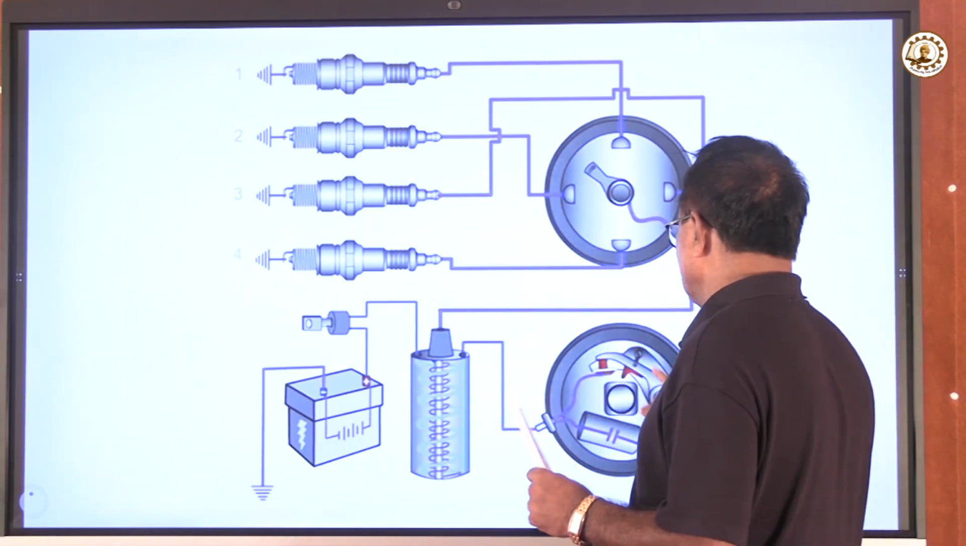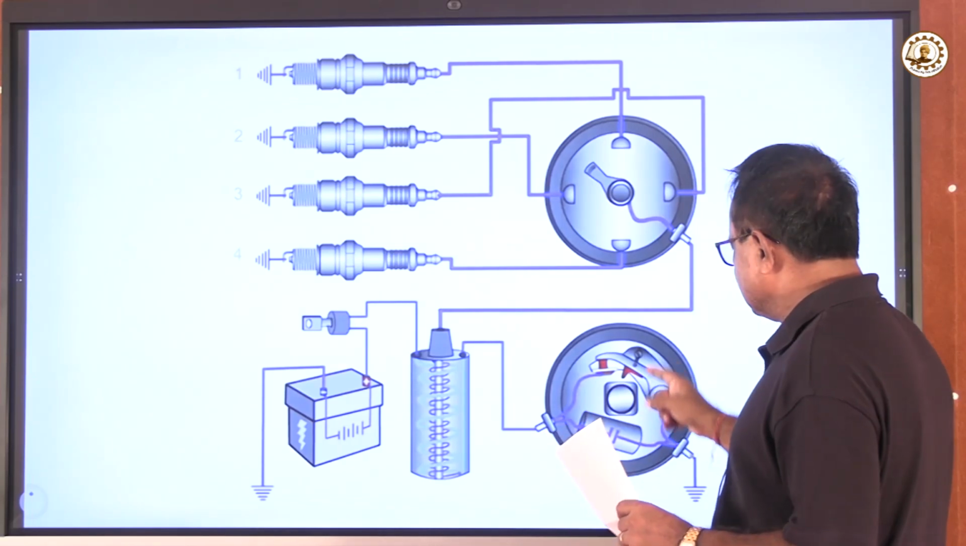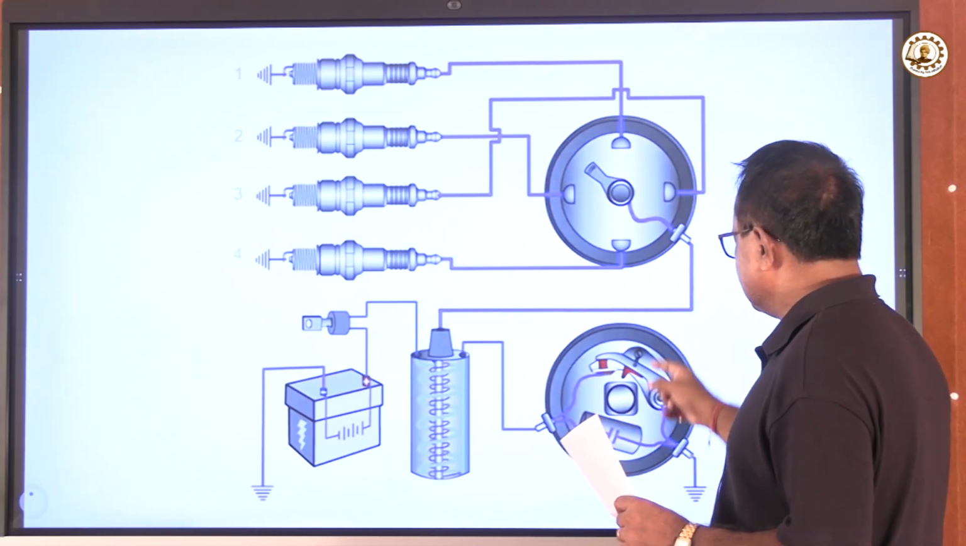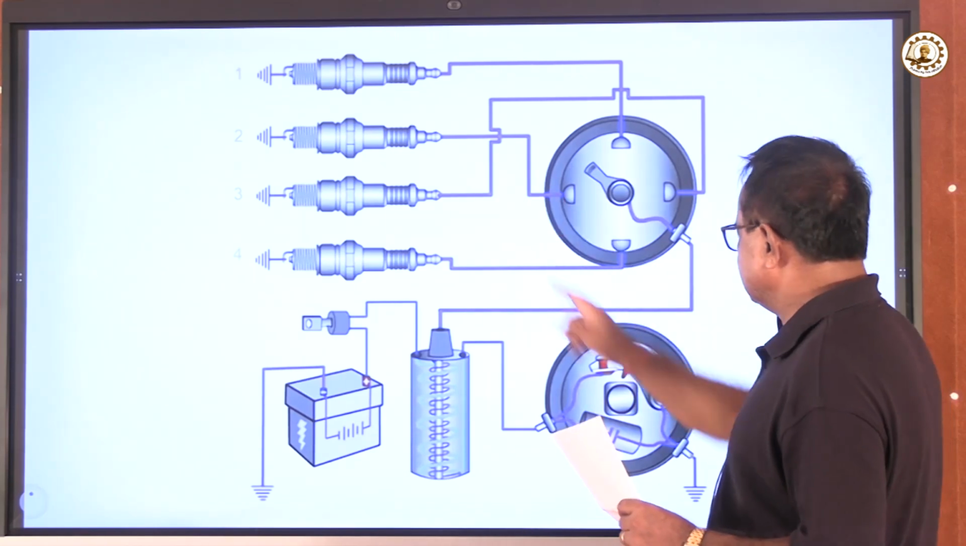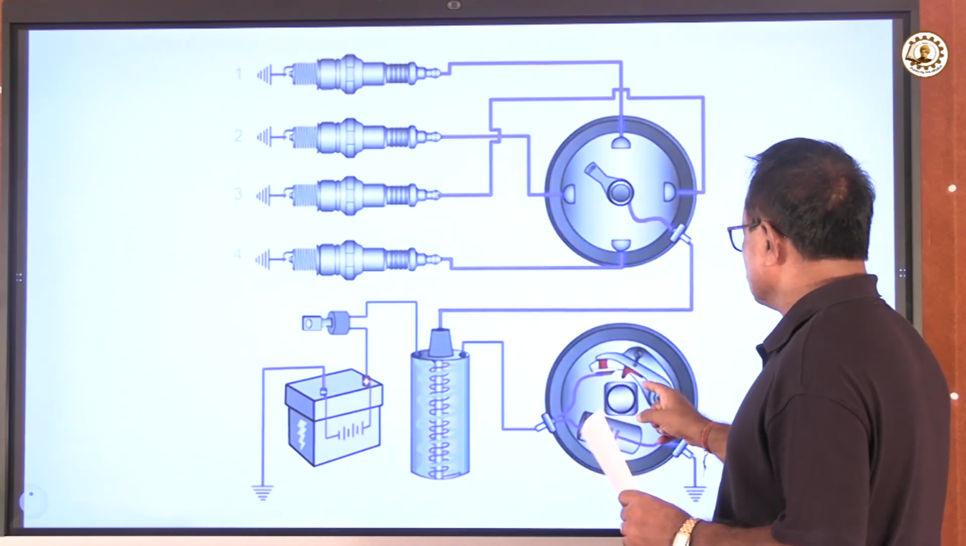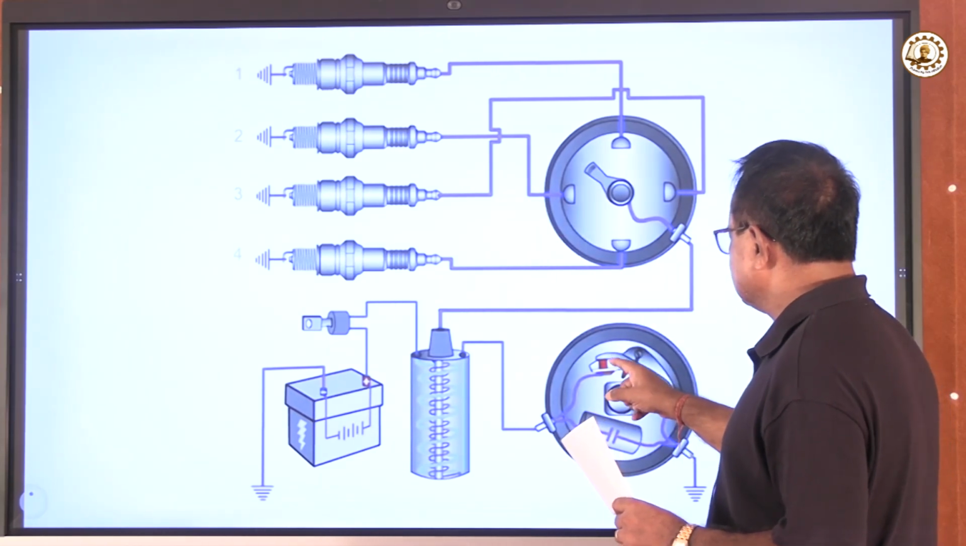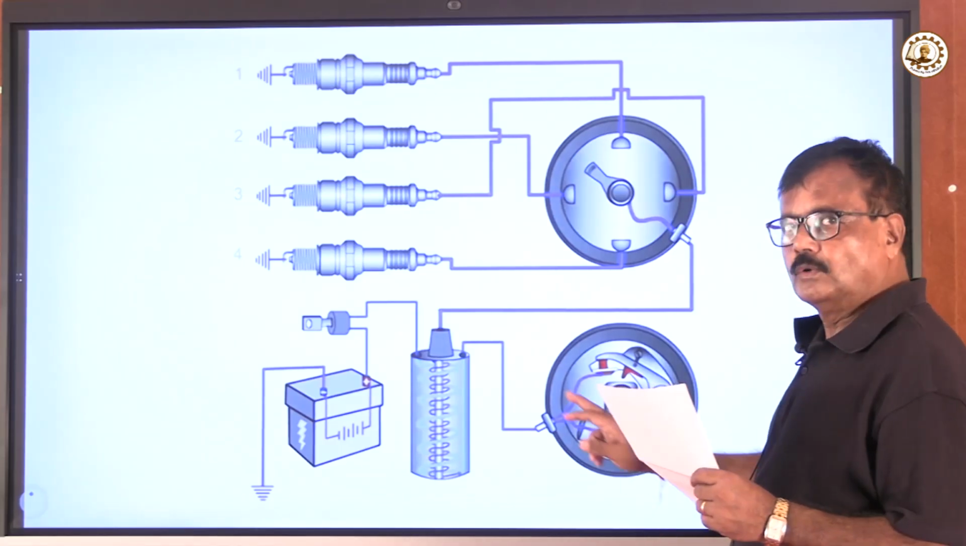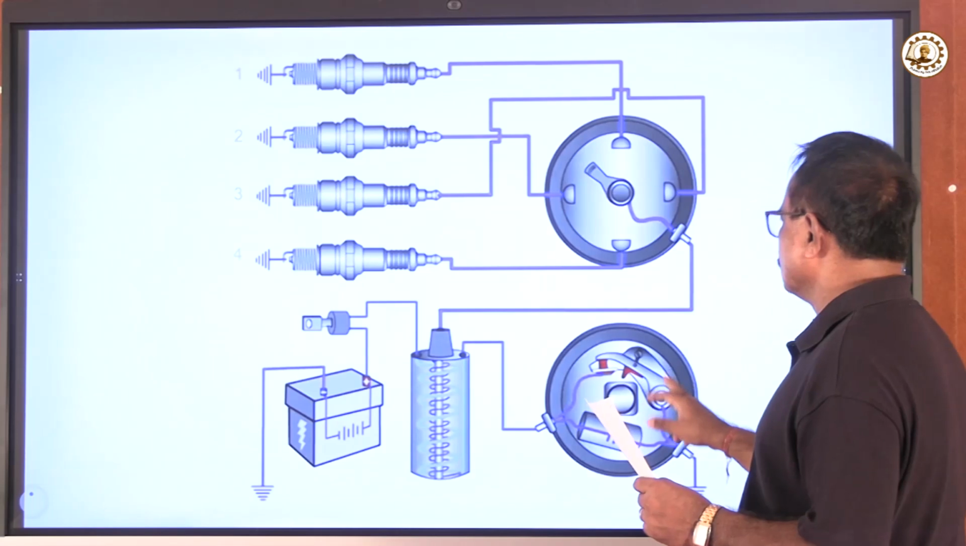Now there is a cutout. What is the cutout? There is a cam follower arrangement inside the engine. There are 4 cylinders, so there are 4 points. So 4 times there is contact and discontact, engage and disengage. So we have the ignition coil, and now the cutout.